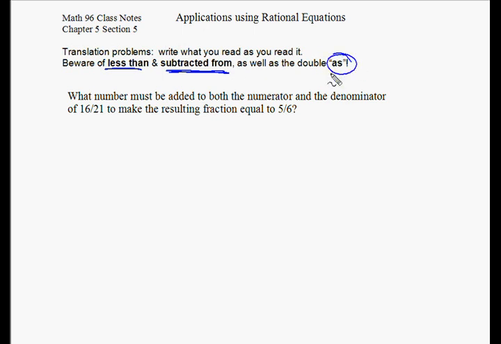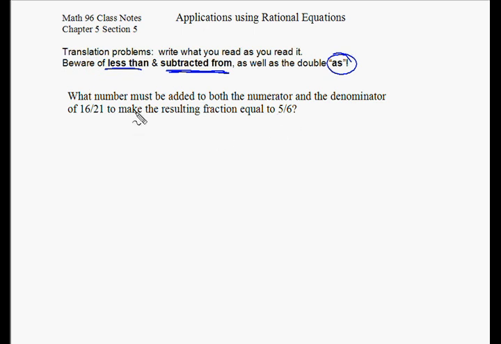As well as this double as. When they have a double as in a problem, you really want to try and balance it out and make sure you know what they're talking about. What number must be added to both the numerator and the denominator of 16 over 21 to make the resulting fraction equal to 5 over 6?